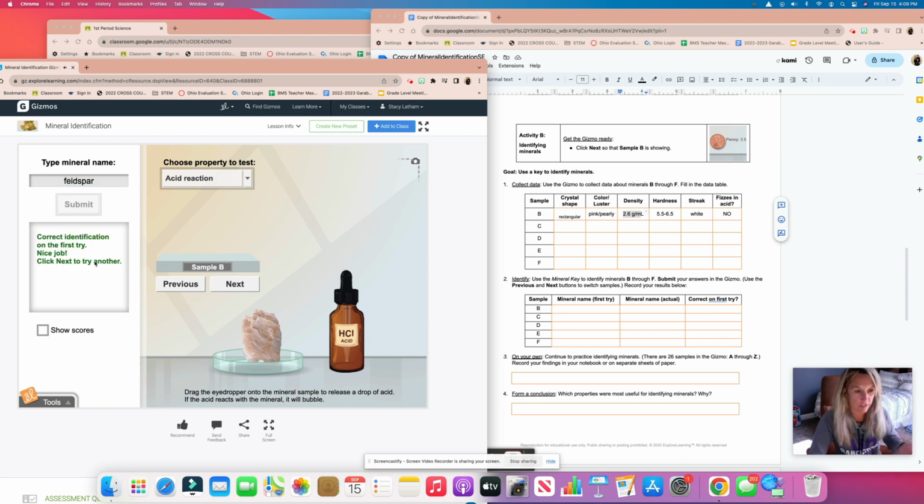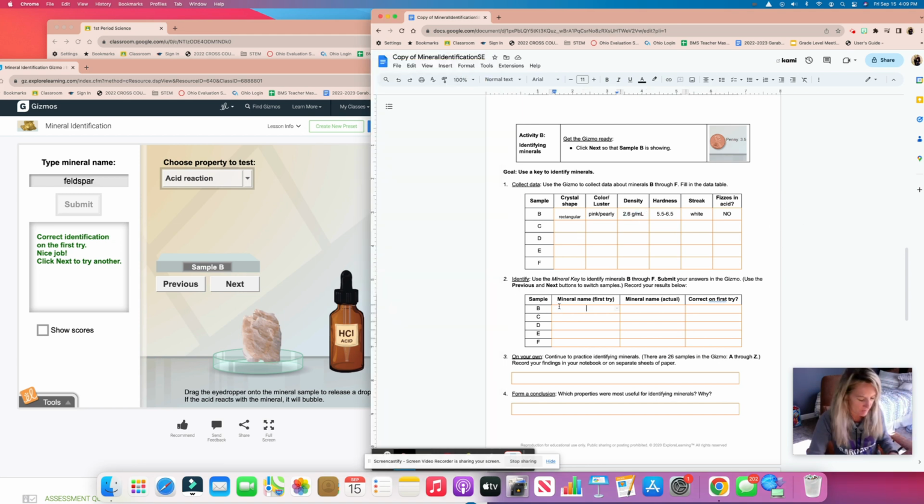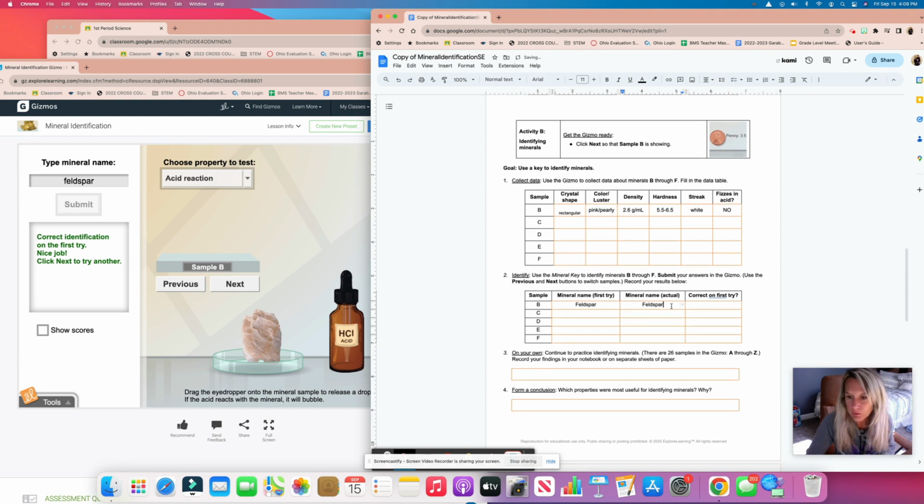Let's check it out, and look, we got it first try. So down here under 2 it says identify. We first sought feldspar, we checked it, it is feldspar. Were we correct on the first try? Yes, we were. All right, let's move quickly on to sample C.